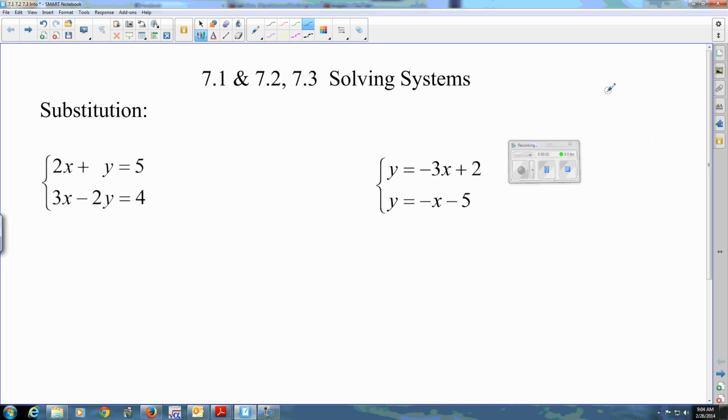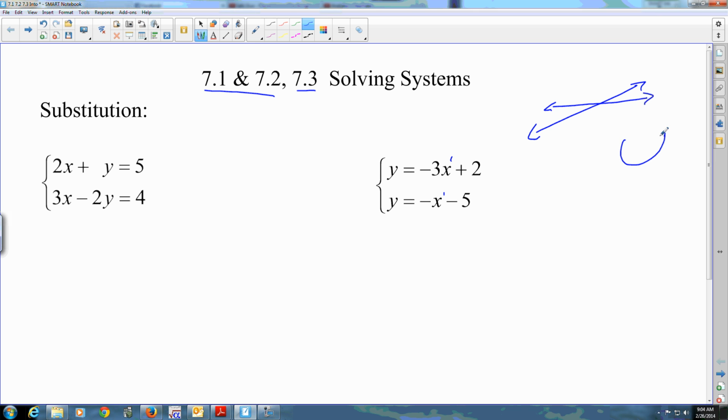Alright, you guys, this is for pre-calc. We're going to combine 7.1 and 7.2 into one assignment, and then 7.3 will be its own assignment. This is about solving systems of equations of lines. So when they're linear equations, and a linear equation means that your degree is 1 of the variable, of the independent variable.